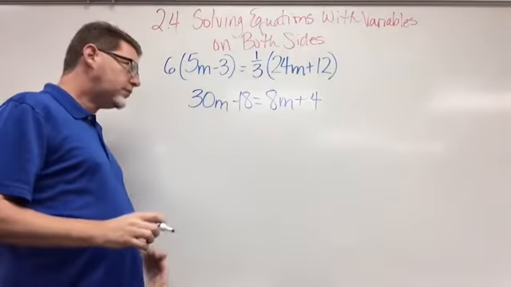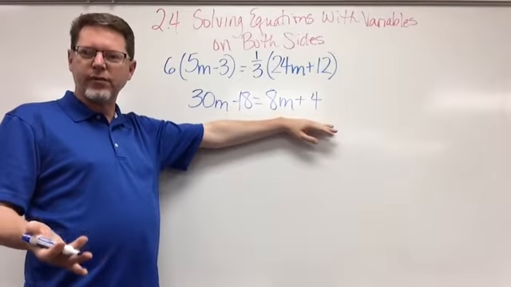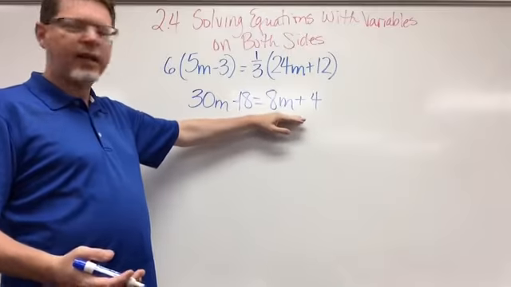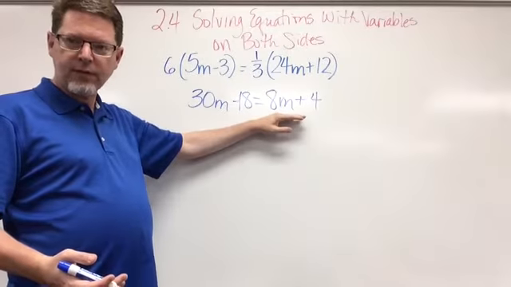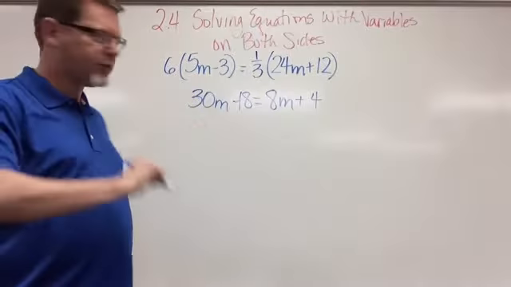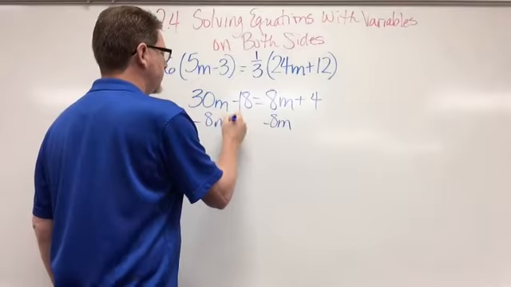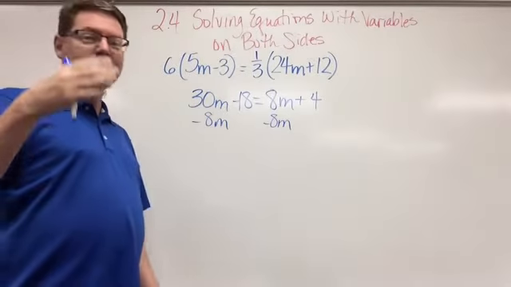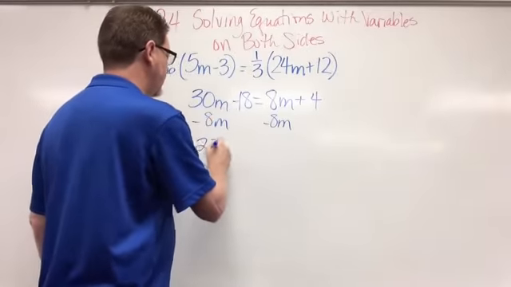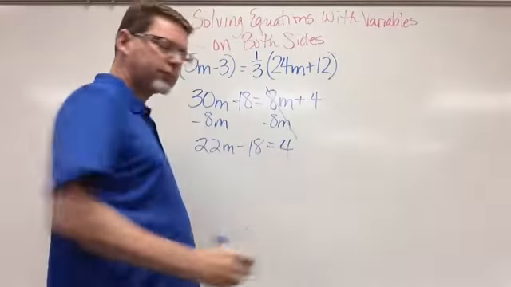Okay? So now, again, I'm going to go back to what I said earlier. Find your smallest variable, start there. So I've got 30m and 8m. So I'm going to start with the 8m. It's positive, so that means I have to, yes, subtract. So I subtract 8m, and 30 minus 8 is, wait for it, yes, 22m minus 18 equals 4.